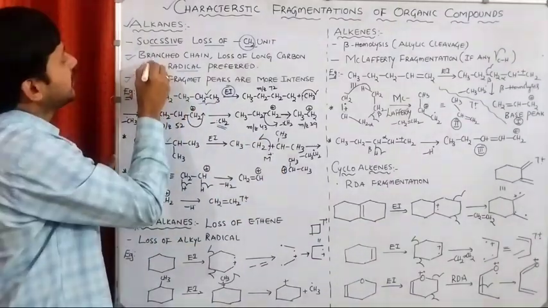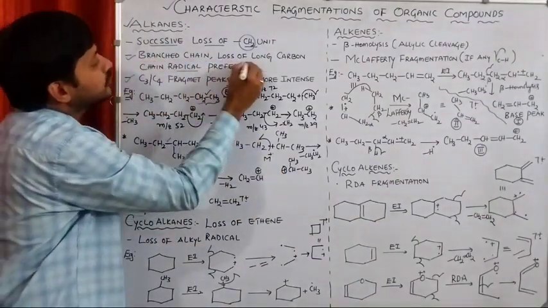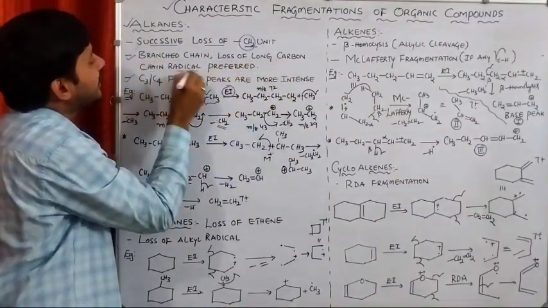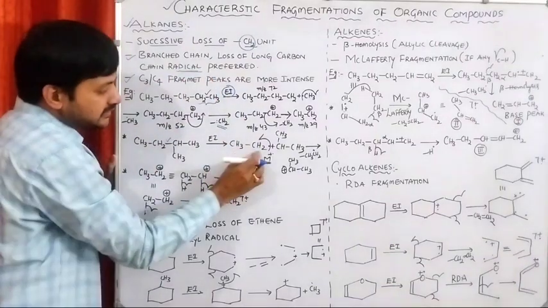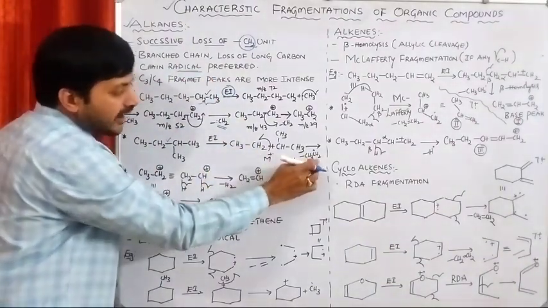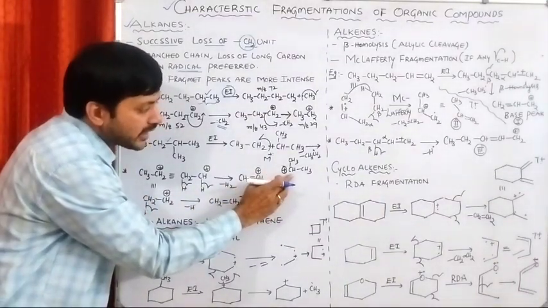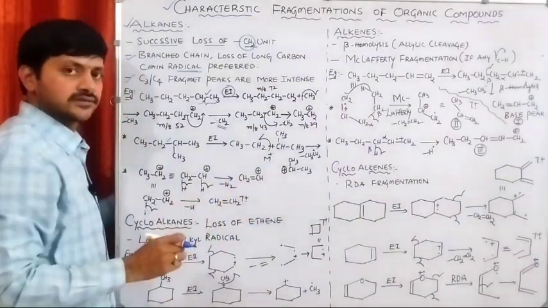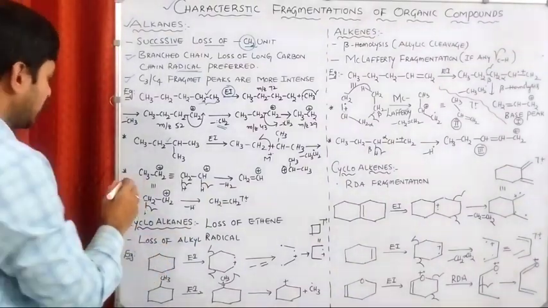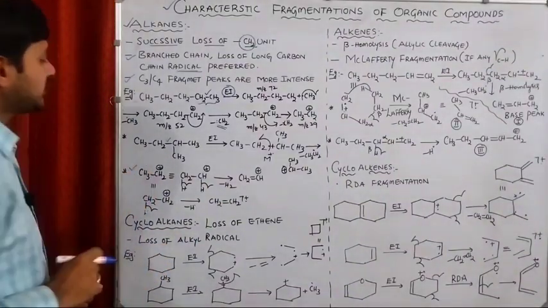See the second one. In case of branched chain, loss of long carbon chain, radical is preferred. See, CH3CH2 radical is preferred. Why? Because the produced carbocation is more stable in this case. Okay. Next. See the situation.